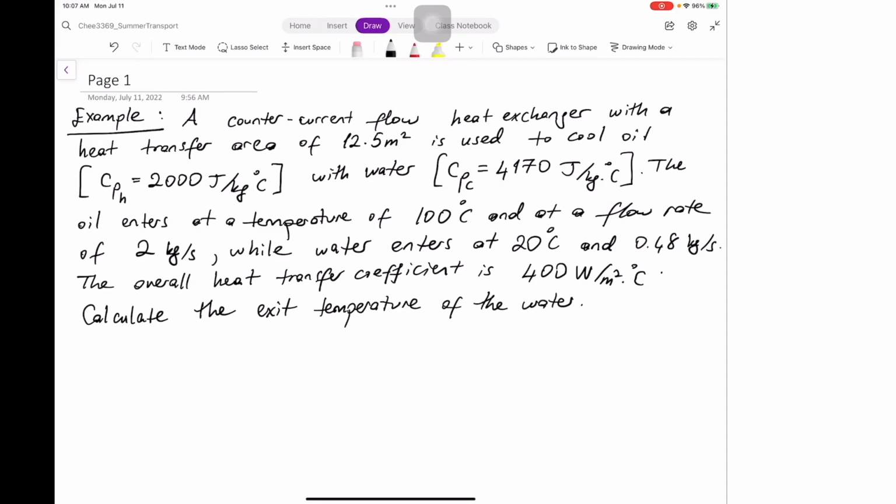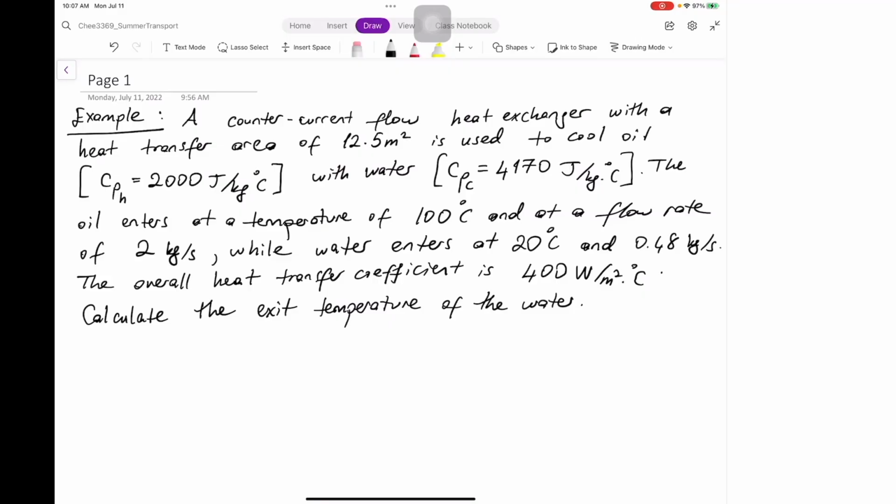So this is not a sizing problem, this is a rating problem. So there is already an existing heat exchanger and you want to see whether it's going to be useful for your purpose, or you want to see what is going to be the exit temperature for this arrangement.